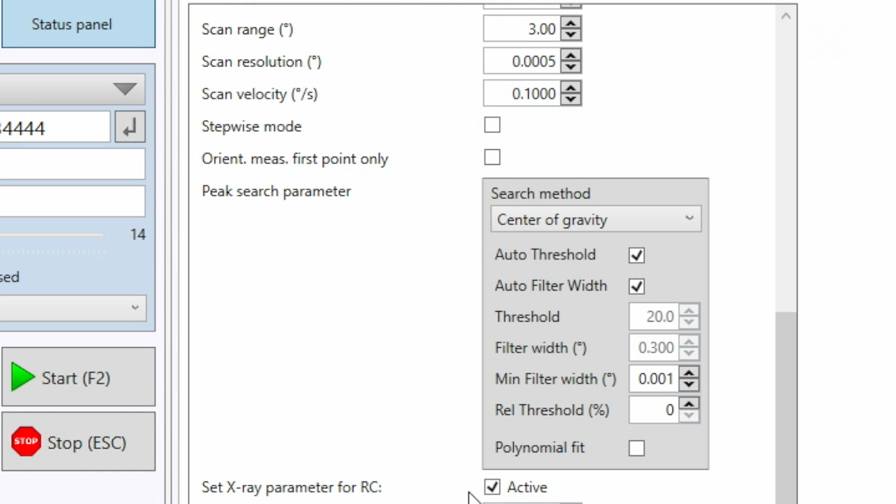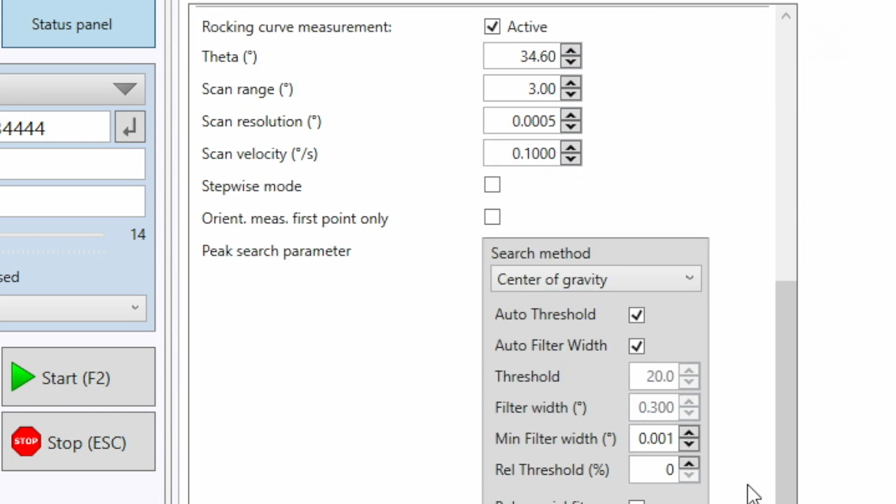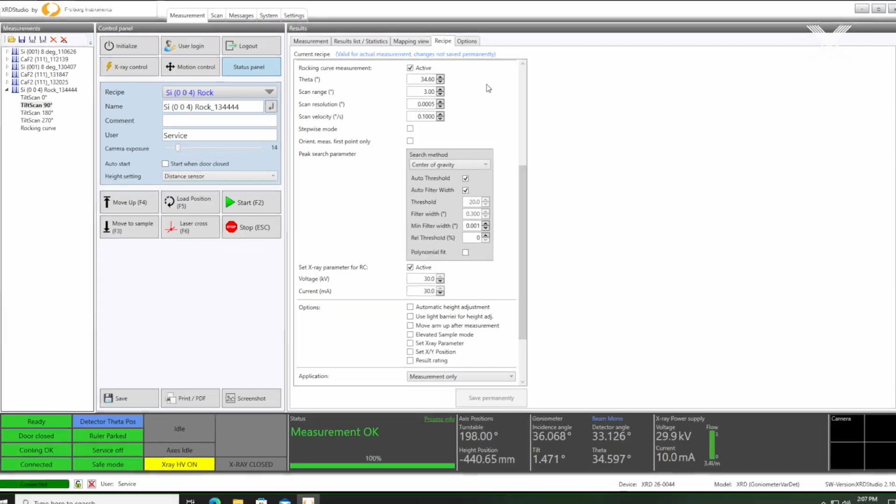and also quite importantly, we set 30 kilovolts and 30 milliamps for our tube when we're measuring a rocking curve, because then we're using our monochromator, and the monochromator of course filters out a lot of radiation.